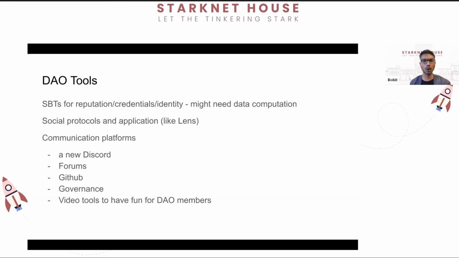Similarly, there can be social protocols or applications, just like Lens protocol, which is basically trying to create social platforms, Twitter-style or Instagram-style, where users are the owners of the data they are creating. Users are the owners of, let's say, who follows them. They can actually take it somewhere else. Lens is created on Polygon because of the same reason of the gas cost. So probably that is something that could be built in a better way on Starknet or a layer 3 on Starknet. Similarly, there could be communication platforms.